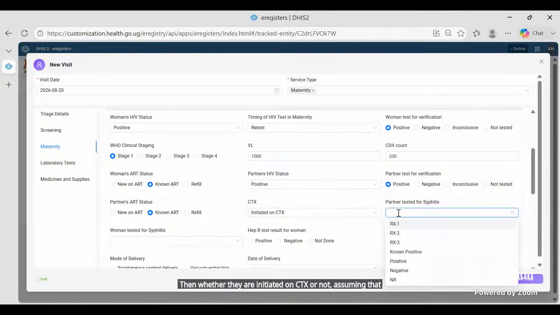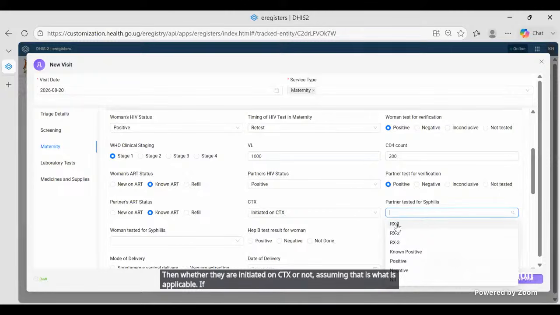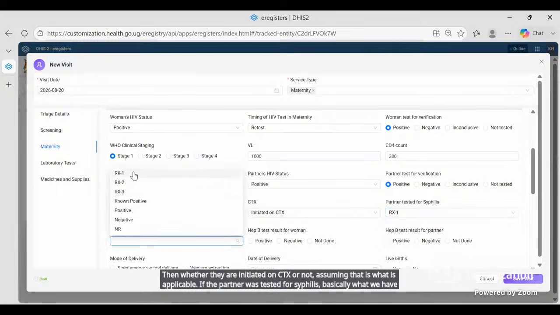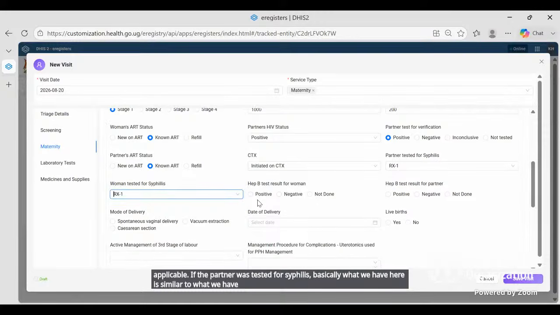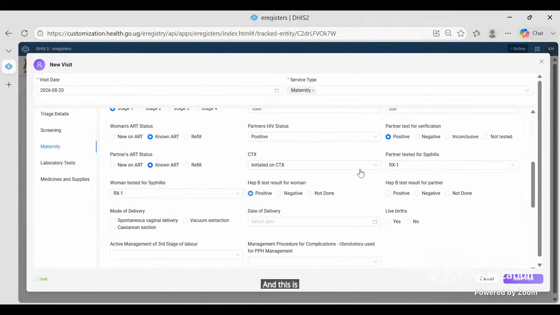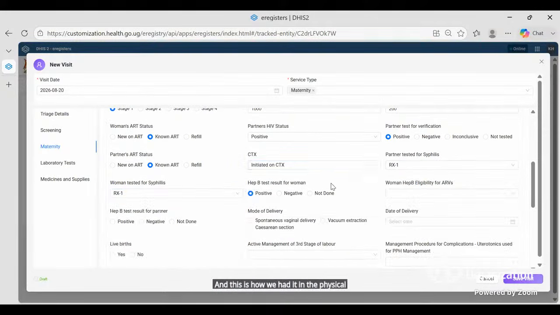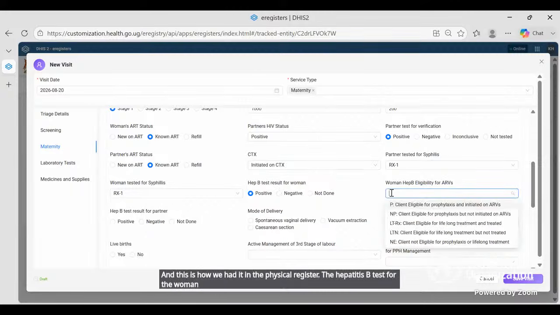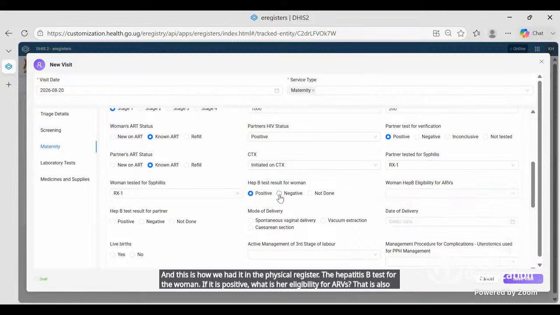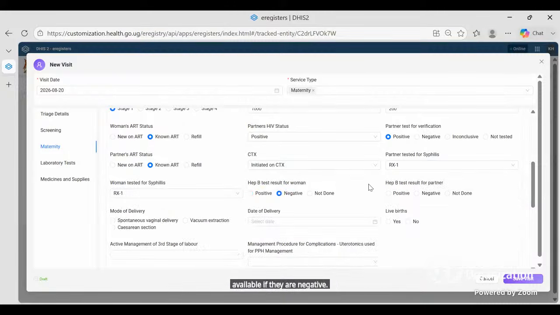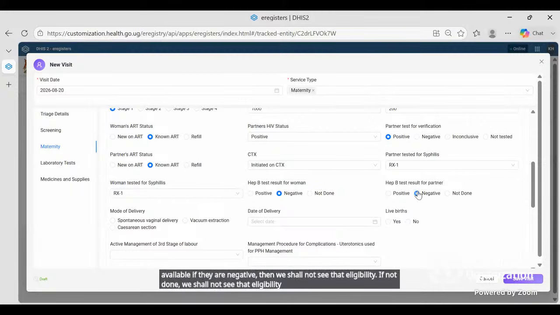If the partner was tested for syphilis, basically what we have here is similar to what we have in antenatal, and this is how we had it in the physical register. The hepatitis B test for the woman, if it is positive, what is her eligibility for ARVs? That is also available. If they are negative, then we shall not see that eligibility. If not done, we shall not see that eligibility. The same applies to the partner's hepatitis B test result.